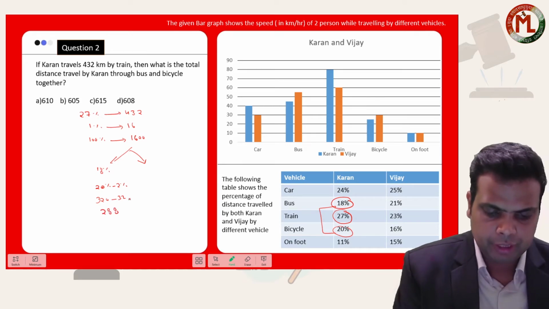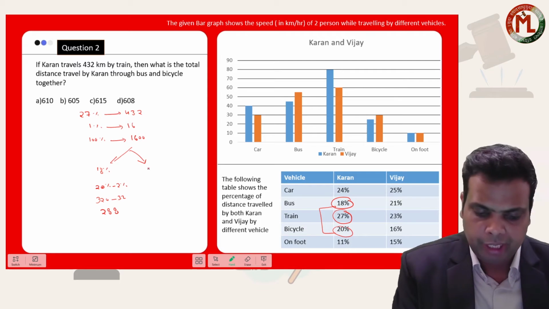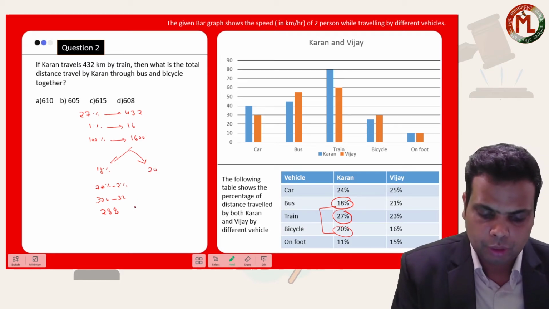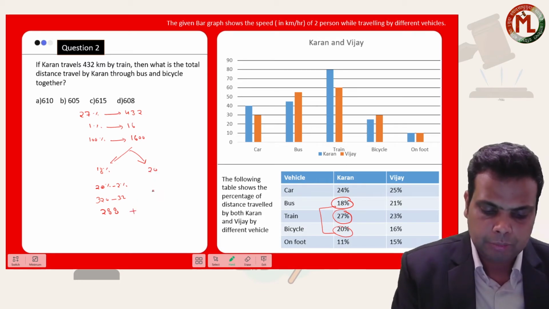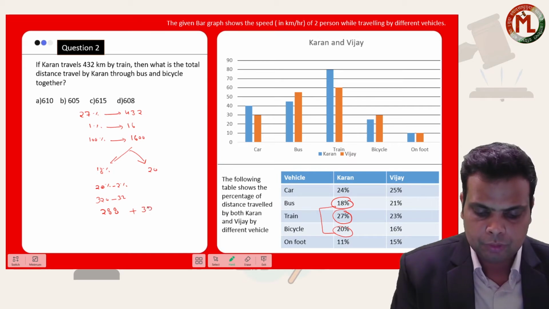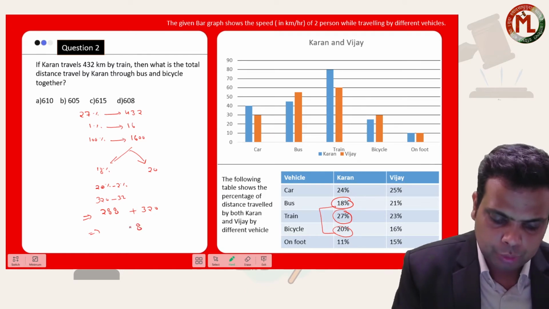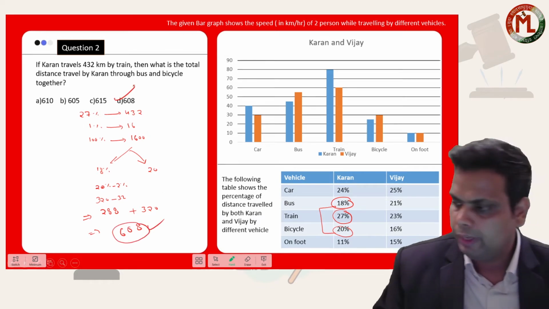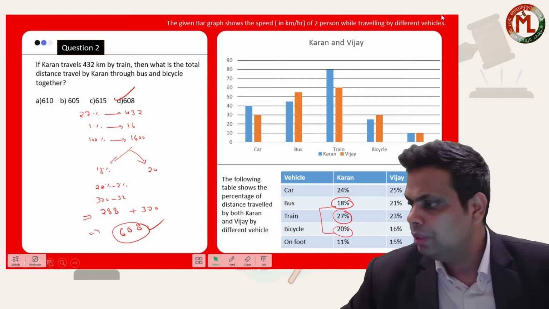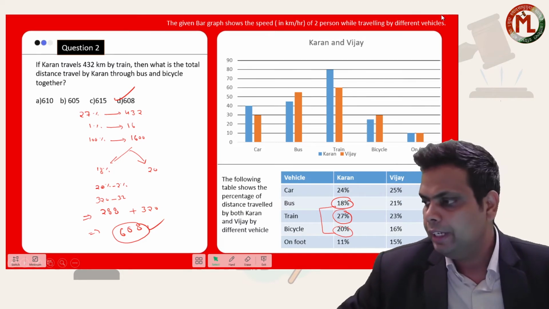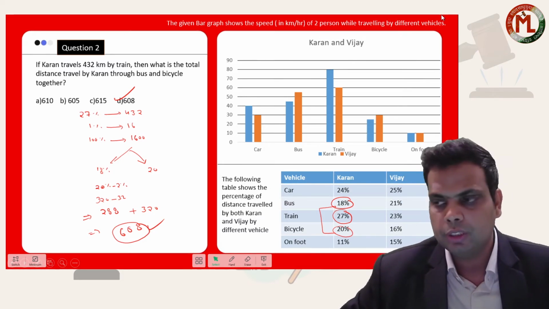This journey is 288. Now here it says 20%. Again, 20% is what? That is very simple. That is 320. Again add these both values. We'll get the answer. 8 plus 2, 10, 0, 1, 3, 4, 5, 6. 608 is the right answer. Option D. Quite easy one. I hope this is clear to you everyone. Any doubt you have? 608 is the right answer.